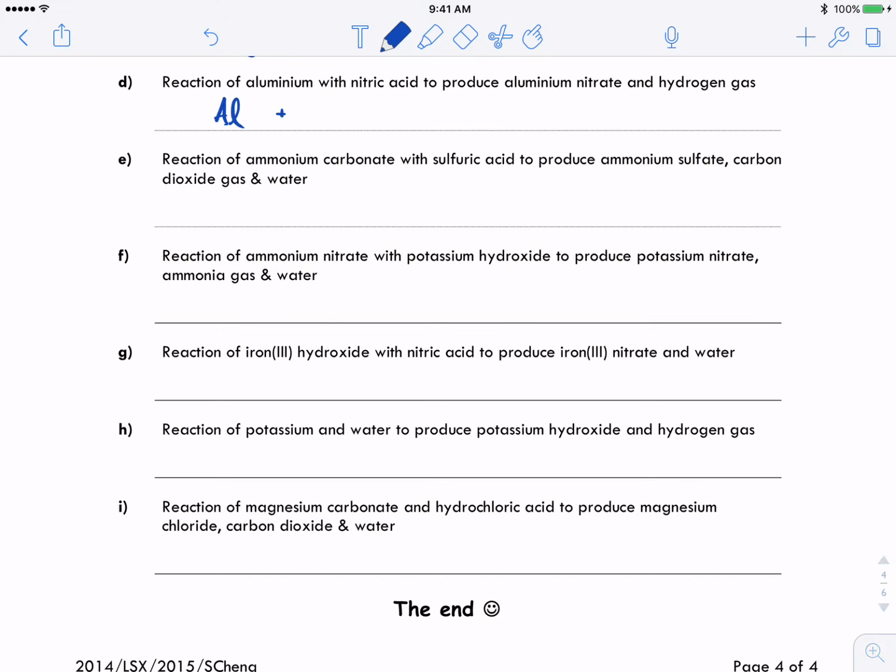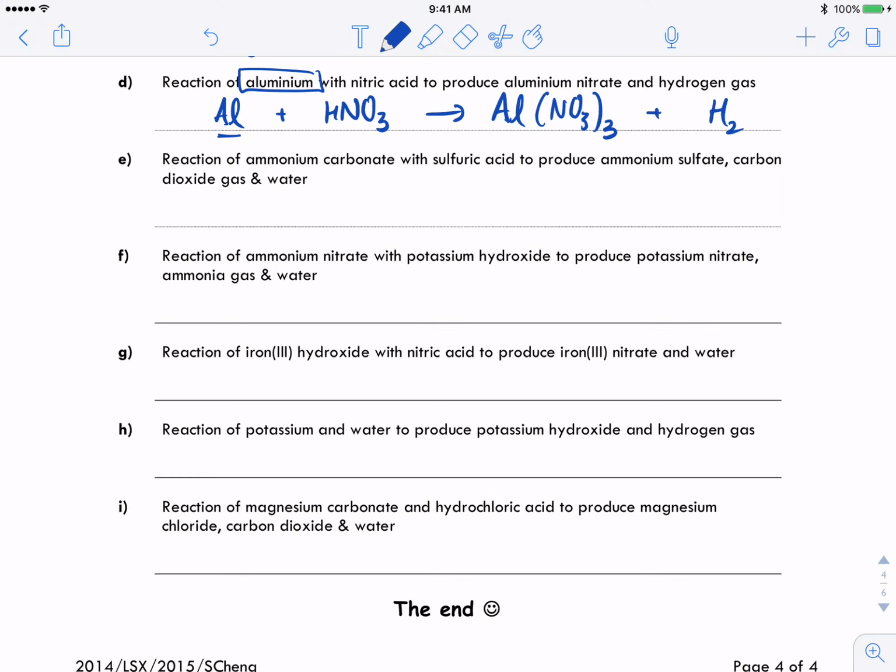Aluminium with nitric acid give us aluminium nitrate. Aluminium is Al3+. Oh, I forgot to mention, so remember that for metals, the formula is just simply the chemical symbol itself. No need charge, no need anything. Okay, so aluminium nitrate, Al3+ NO3 1-, so Al(NO3)3, plus hydrogen gas.